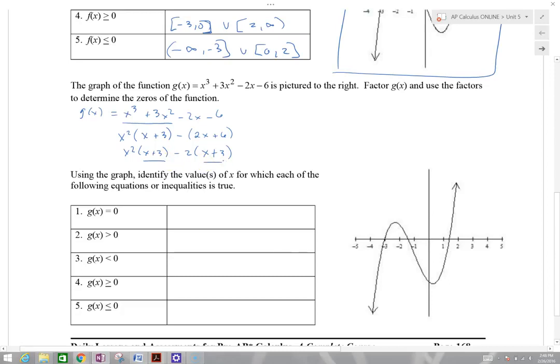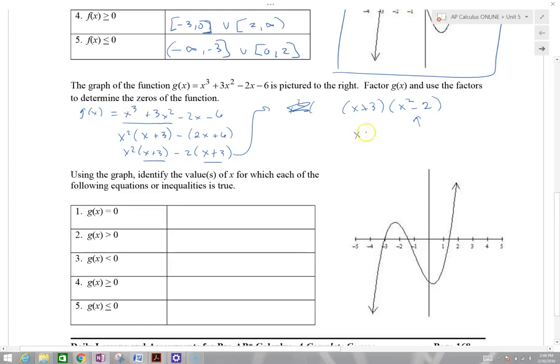So I've got x squared times x plus 3, minus 2 times x plus 3, and you can see my common factor. So this is x plus 3, that's the common factor, times x squared minus 2. Now notice this looks like the difference of squares, but it is not. It does not factor as a difference of squares because 2 is not a perfect square.